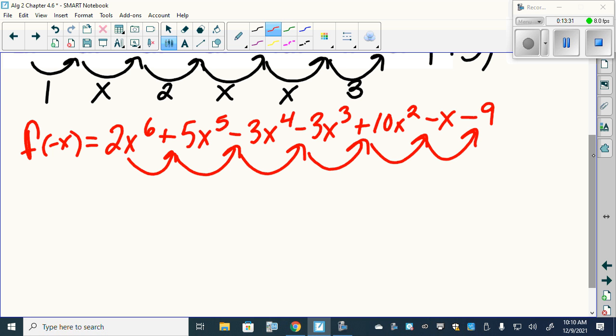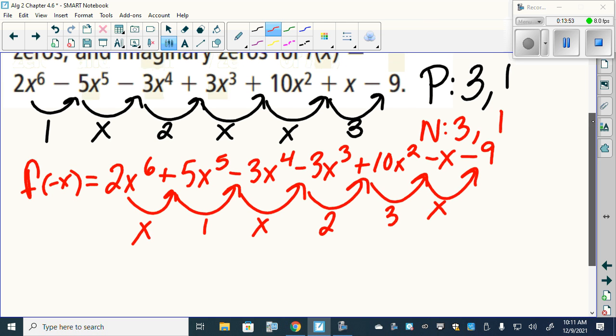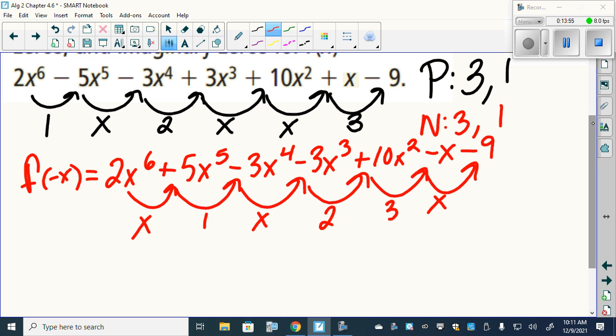So if we look at this here, x to the 6th, x to the 5th does not change. X to the 5th to x to the 4th, 1. X to the 4th to x to the 3rd, no. X cubed to x squared, x squared to x. So our number of negatives is, well, 3 and 1. So incidentally, it worked out to be the same as the first one.